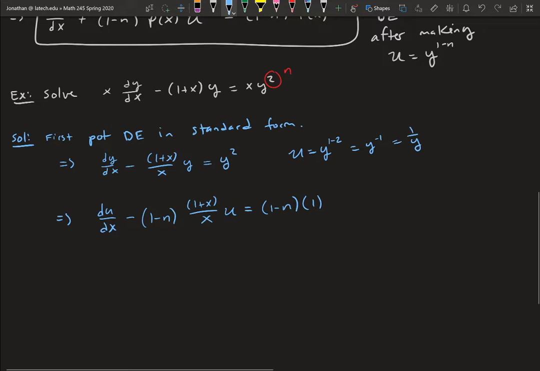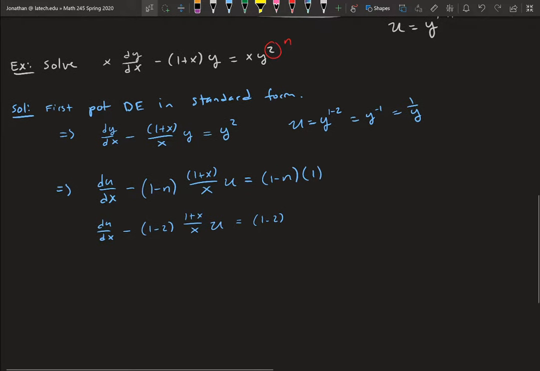And n equals 2, so this du/dx minus (1 minus 2)(1 plus x)/x times u equals 1 minus 2. And now we have a linear differential equation du/dx. 1 minus 2 is negative 1, so plus (1 plus x)/x times u equals negative 1. So it's a nice linear differential equation.